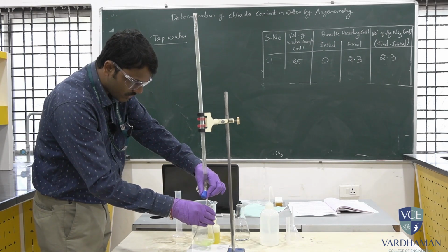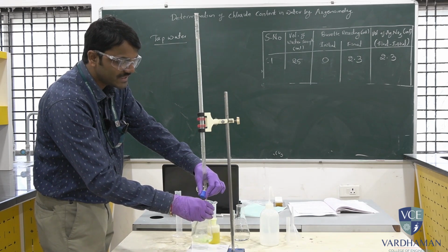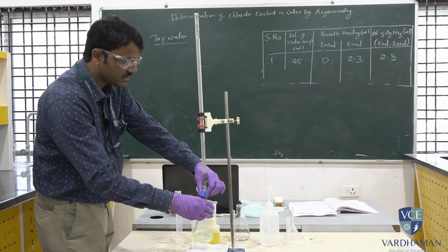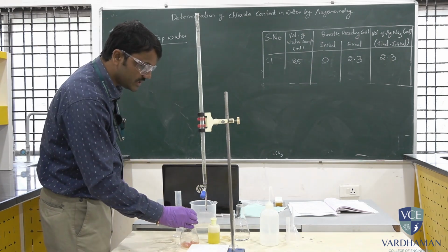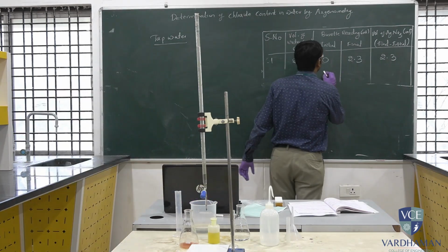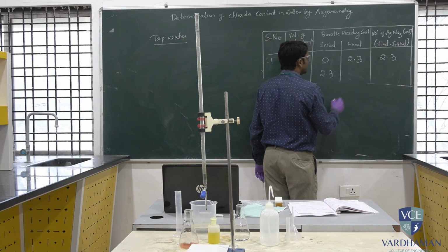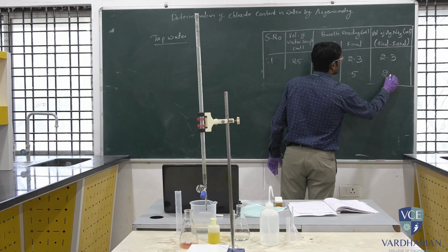So now you observe the titration carefully. How many types of precipitates are observed in the conical flask? A red brick precipitate is observed. Now you see the burette reading is around 5. The burette initial reading is 2.3. We got 5, so how much volume is it? 2.7.